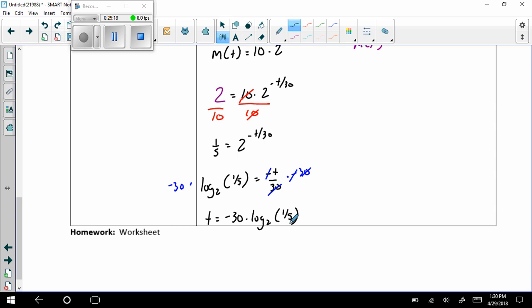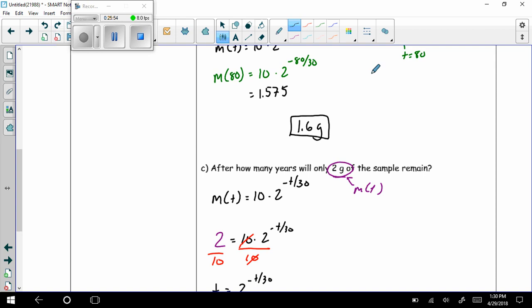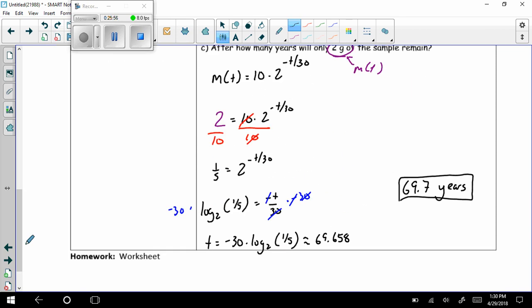Again, that is something that we can plug into a calculator. And so negative 30, math window 5, or sorry, alpha window 5. We should get about 69.658. We're going to round to the nearest tenth, though, so that means it's about 69.7 years. And again, taking a quick second to make sure that makes sense. Okay, that was less than the 80 in letter B, so it seems more than reasonable.